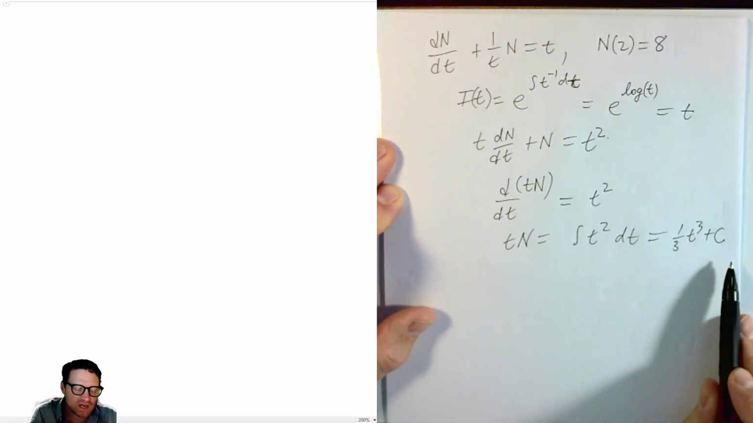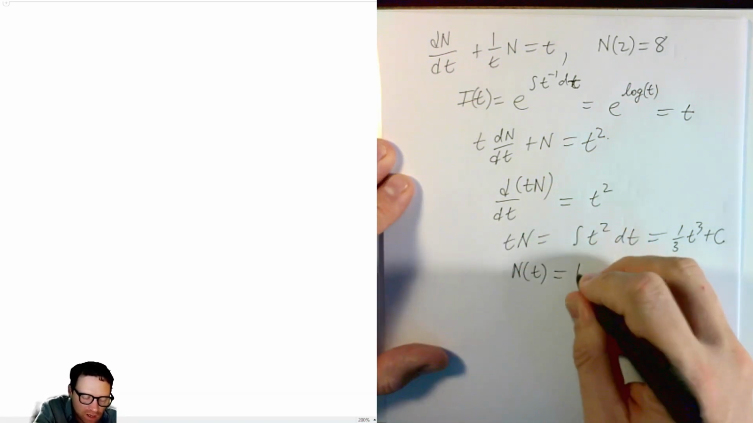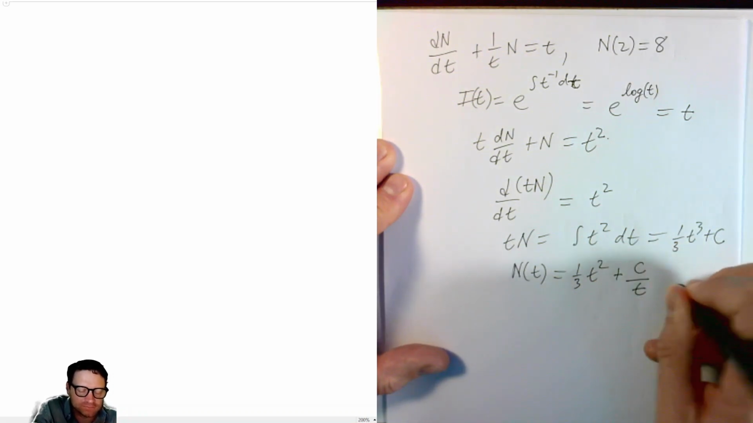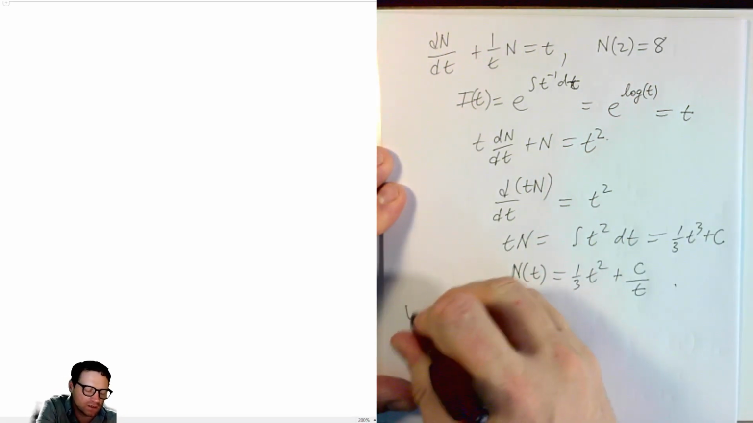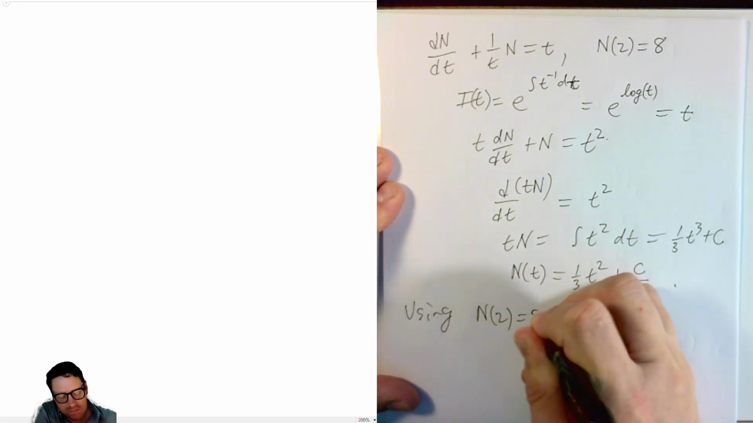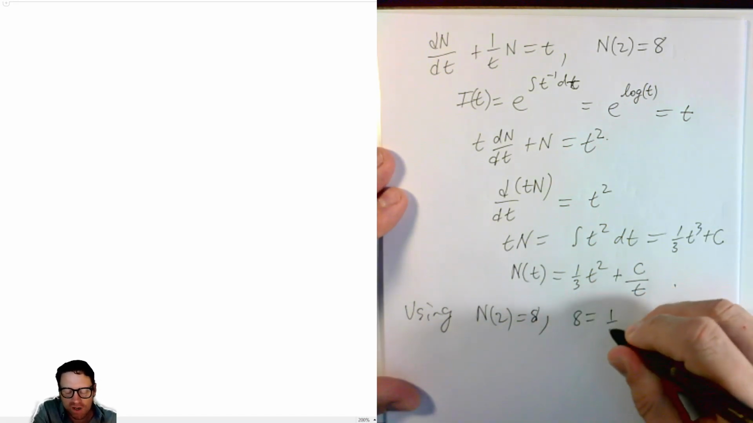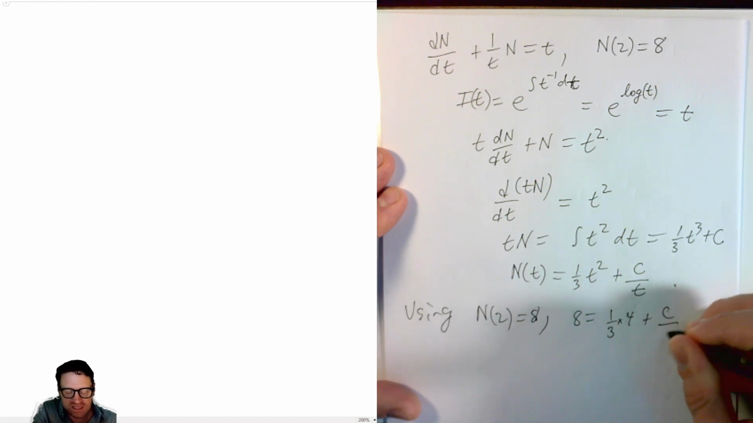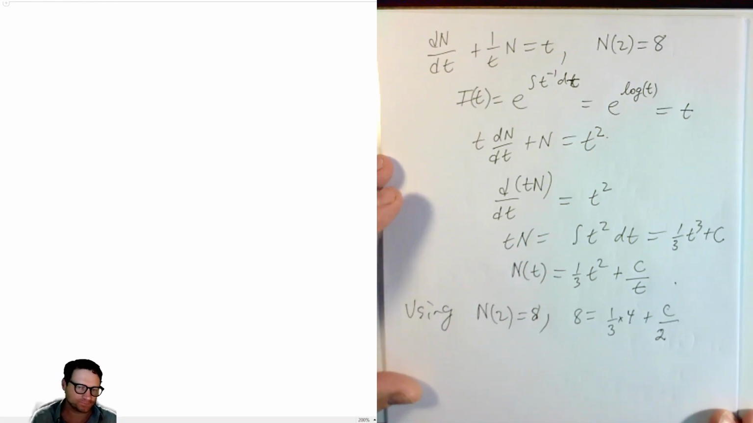Now we divide both sides by t, and we have N as a function of t is equal to 1/3 t squared plus c over t. Okay, so that's our general solution. Now we want to use the initial value that we have. N of 2 is 8. And so we have 8 is equal to 1/3 of 2 squared, which is 4, plus c over 2. And we need to solve this for c.